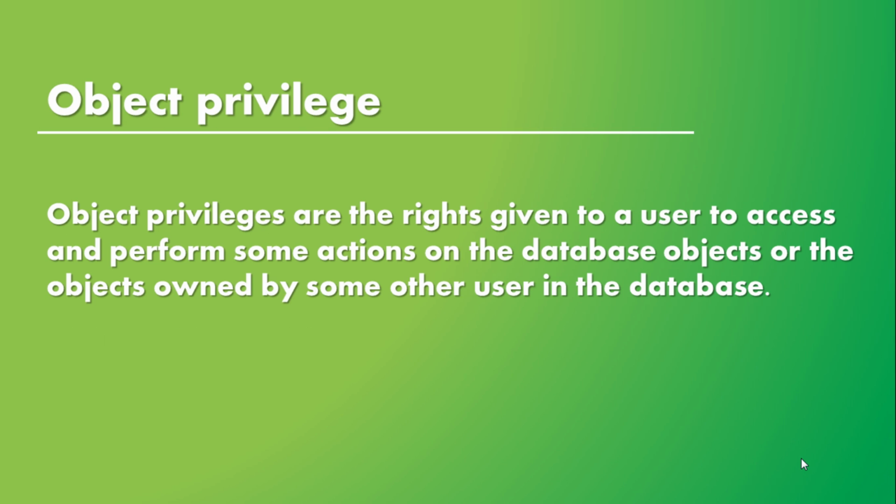Object privilege. Object privileges are the rights given to a user to access and perform some action on database objects or the objects owned by some other user in the database. By objects I mean tables, views, sequences, procedures, etc. And by action I mean alter, delete, execute, select, update, reference, insert and index. Object privileges vary from object to object, and the owner of the object has all the privileges on its objects.